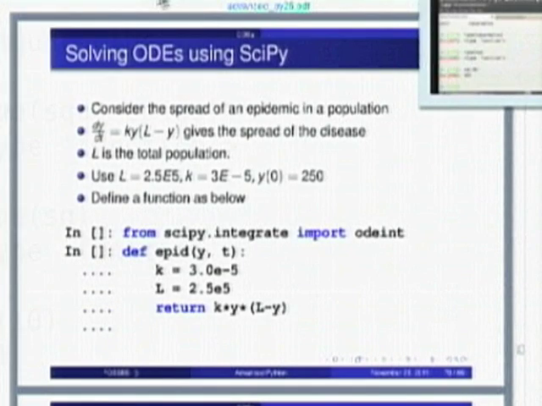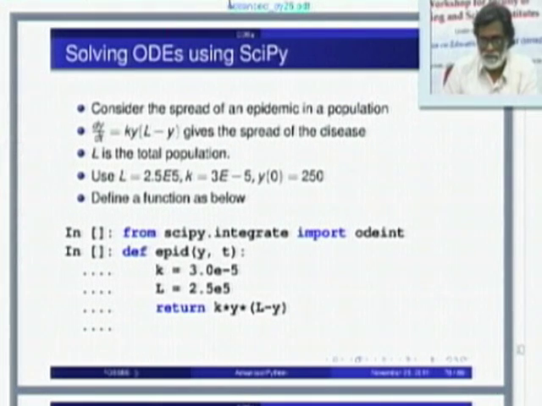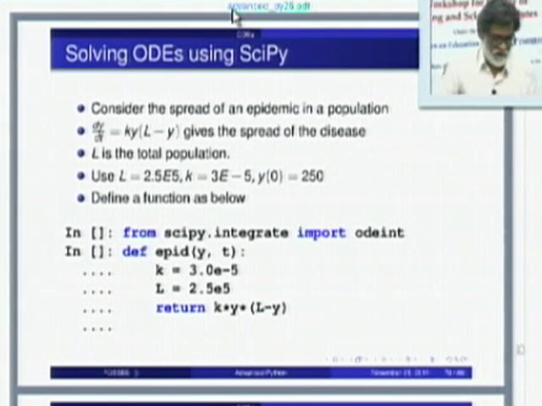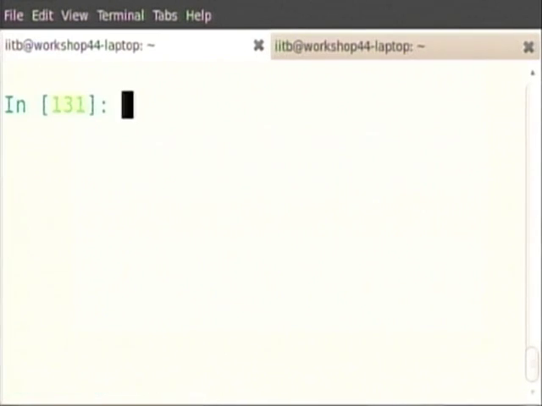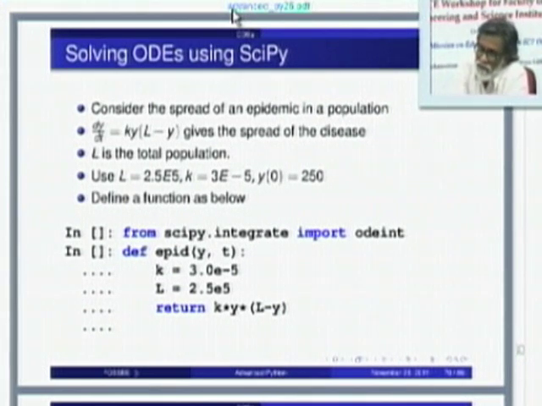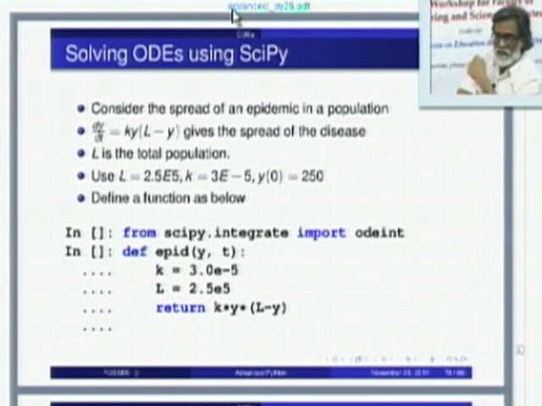Now, let us move on to the next topic which is of interest in using Python for computation, that is solving ordinary differential equations. We have taken an example. As the slide tells you, we are taking an equation, the first derivative of y with respect to time is proportional to y into L minus y, where L is some constant. We are saying the rate of spread of an epidemic in a population L at any point is proportional to the product of infected people and the non-infected people. It is a very simplistic model and we have to make some assumptions for values of k and L.